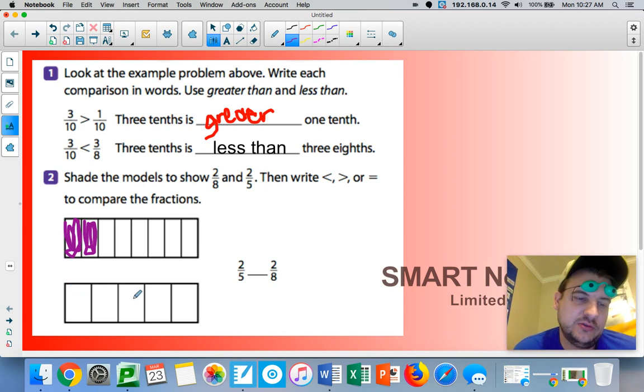2/5. 1, 2, 3, 4, 5. So this is our 5th. So we're going to color in 2 of the 5.